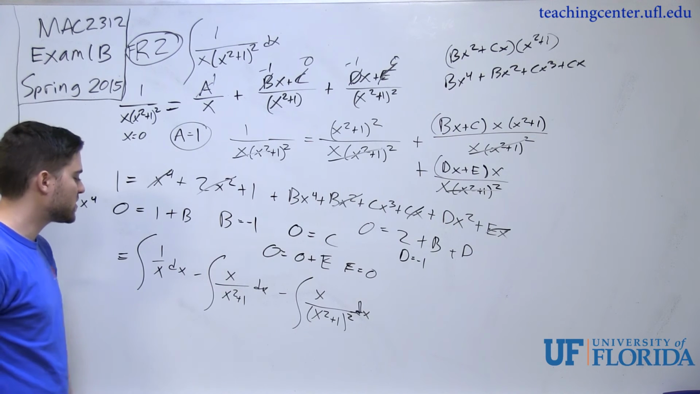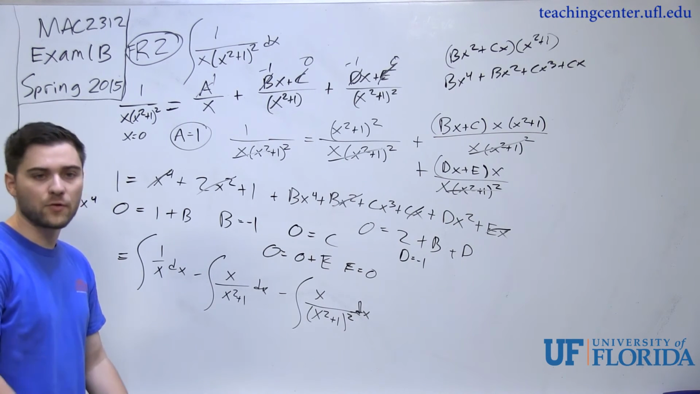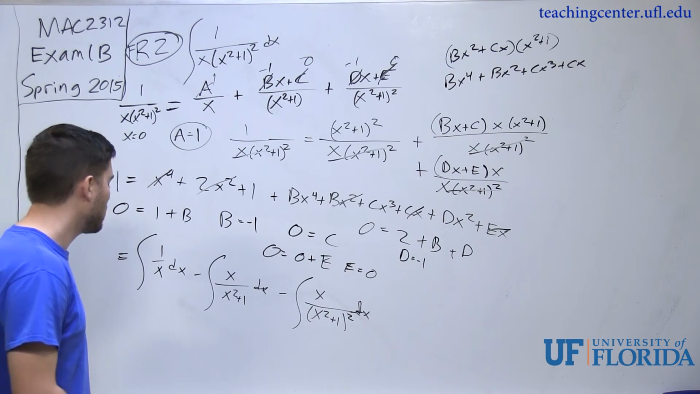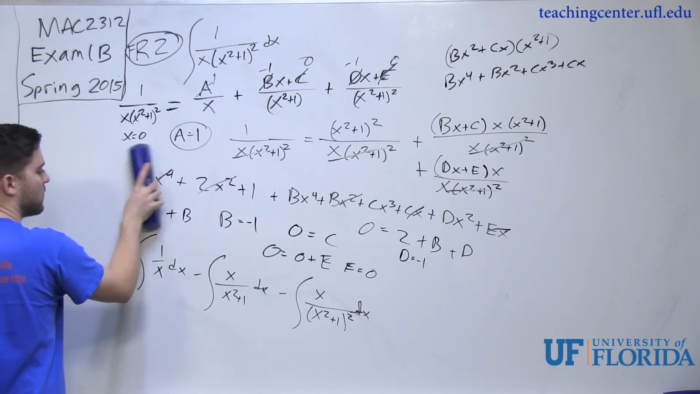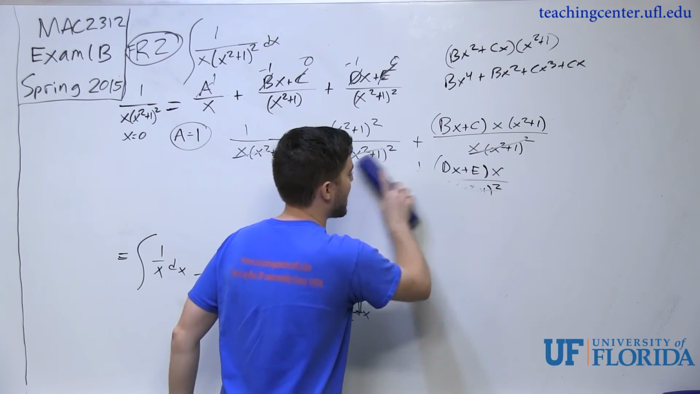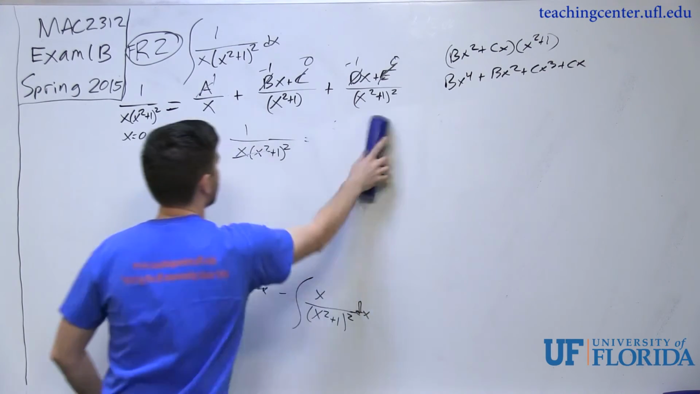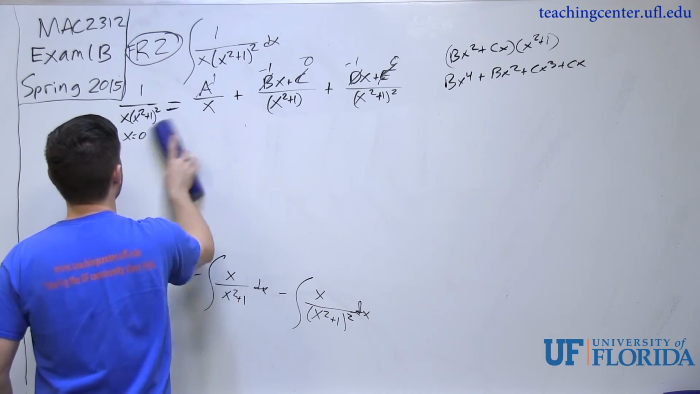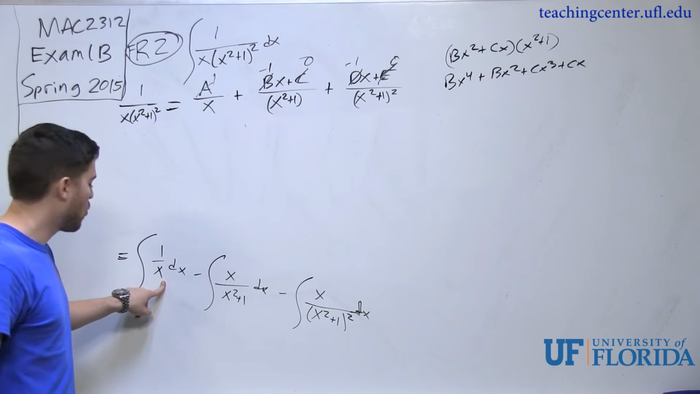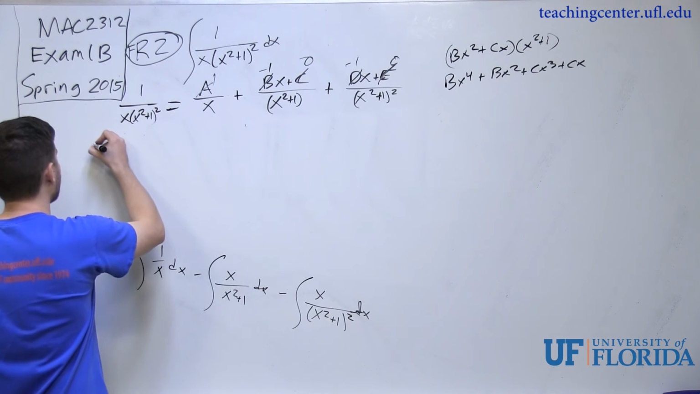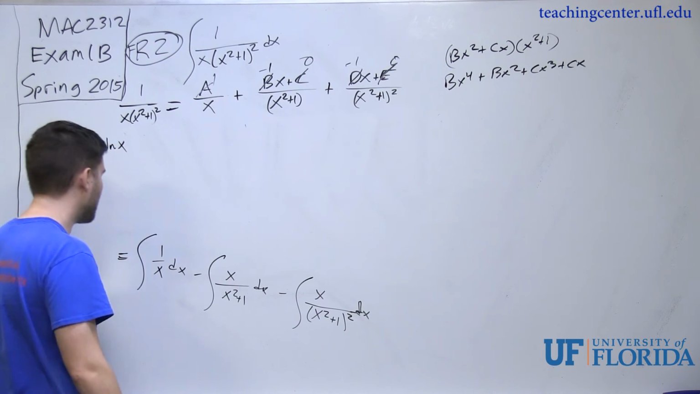So now all I need to do is go through and figure out how to integrate each term. Well, let's go ahead and clear ourselves some room here. I'm going to erase this stuff, because we've already figured out what a through e are, so we don't really need it anymore. So now I can integrate this first term. 1 over x dx is ln of x. So we've got that down.